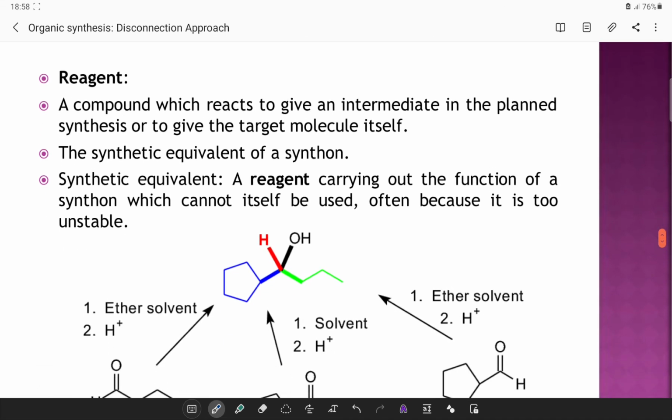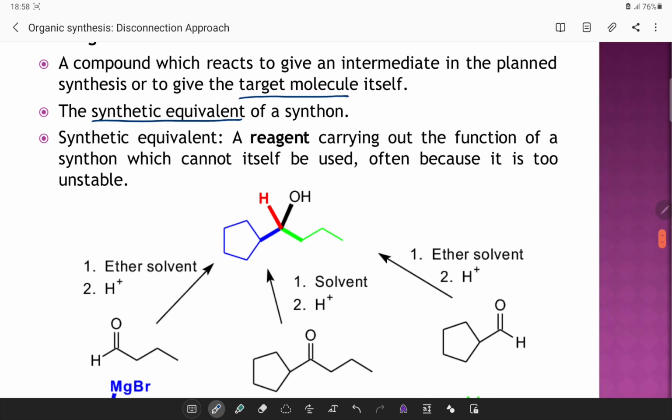Then comes a concept called a reagent. A reagent is a compound which reacts to give an intermediate in the planned synthesis or to give a target molecule itself. Any compound which is going to give me a reaction to get my final target molecule can be said to be a reagent. A reagent can also be counted as a synthetic equivalent, which is going to react and then give me my target molecule. Yes, the reagent can be said to be a synthetic equivalent of a synthon.